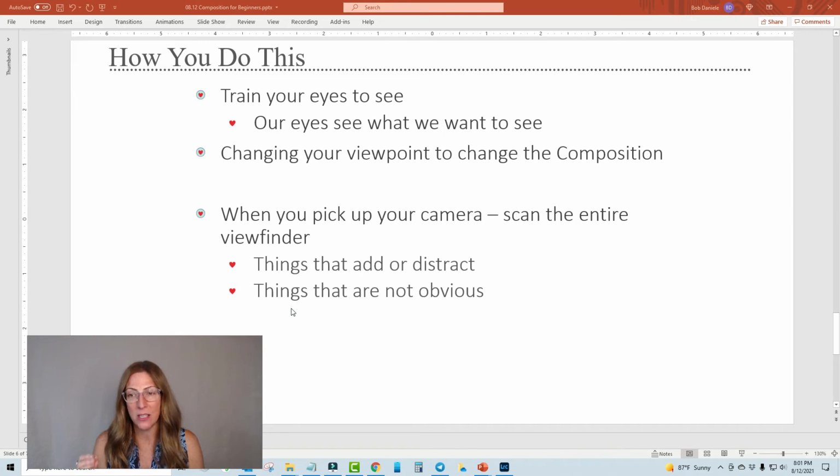So when you pick up your camera, scan that entire viewfinder. I go from bottom left corner all the way around, and I'm looking for things that either add or distract and things that are not obvious. But I always have something pink around, and I have a huge pink water bottle that always ends up in pictures. Well, not always, because I try to move it out of the way so it's not just something big and distracting in my image.